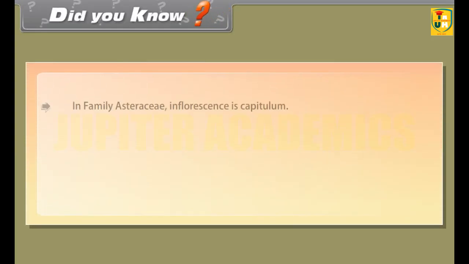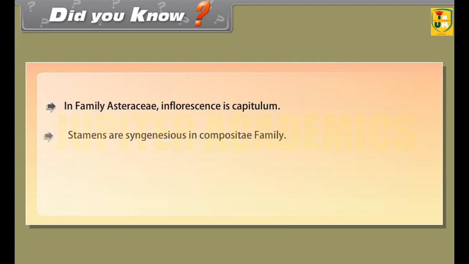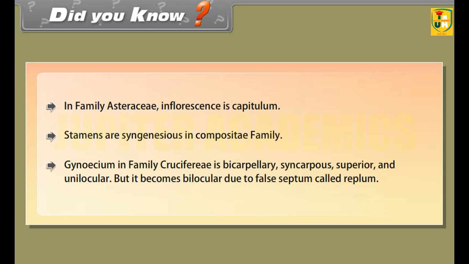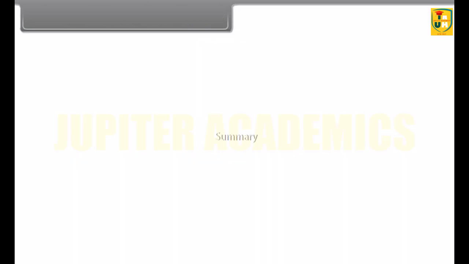Did you know, in family Asteraceae, inflorescence is capitulum. Stamens are syngenesious in composite family. Gynoecium in family Cruciferae is bicarpellary, syncarpous, superior and unilocular, but it becomes bilocular due to false septum called replum. Summary.